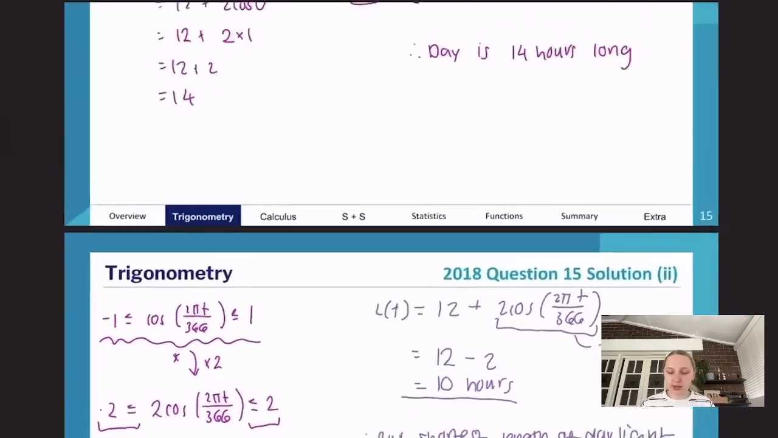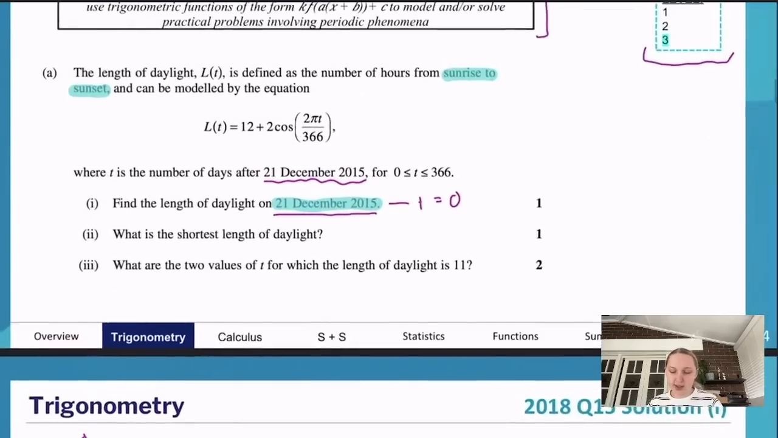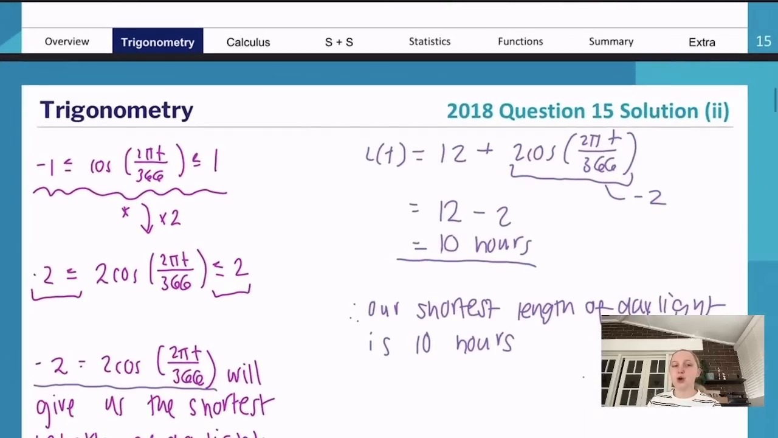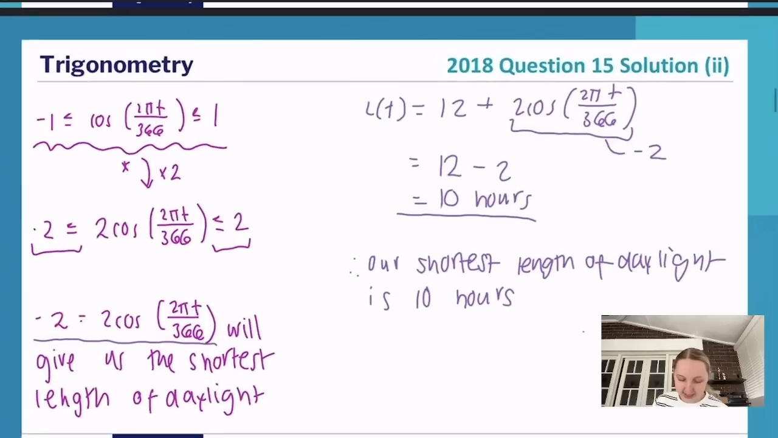So yeah, that's all we needed to do for part 2. I think sometimes people get a little bit confused with these sorts of questions, not realizing that you can sub this in up here, and then all of a sudden they're trying to solve this for t, but we're not finding what day it's going to be the shortest length of daylight, right? If we were finding what day, then that's when we'd want to solve for t, but we're not.